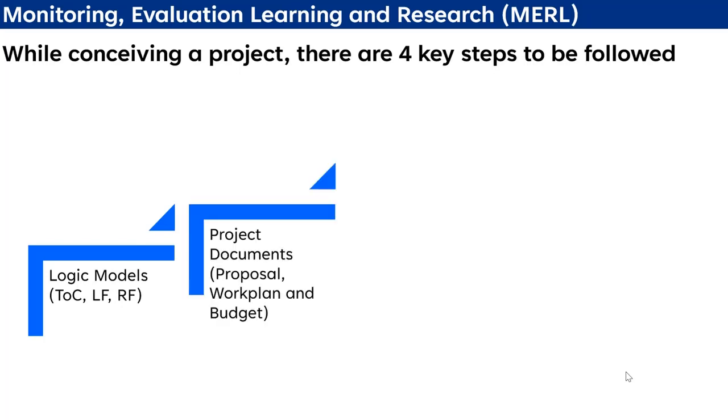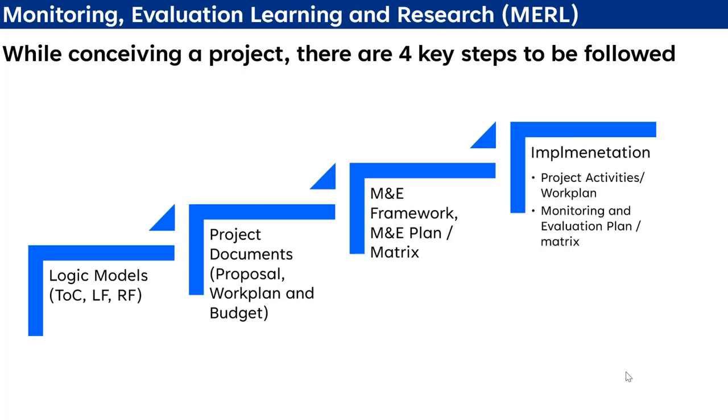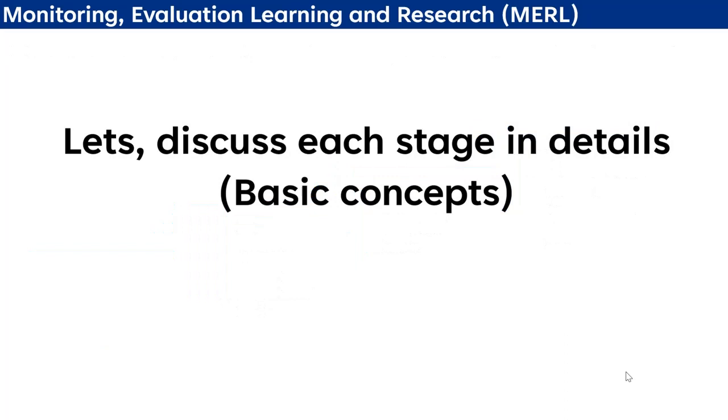Then at the next stage, you have to develop project documents, proposal, work plan and budget. And then you have to develop the M&E framework and the M&E plan and matrix. And then we start the implementation. So in this tutorial, our focus will be on these stages and how to develop these documents and how to put them into practice. Now let's discuss each stage in detail, the basic concepts.